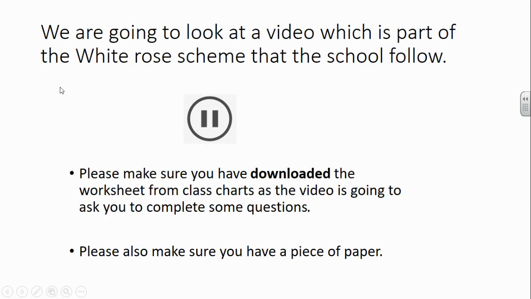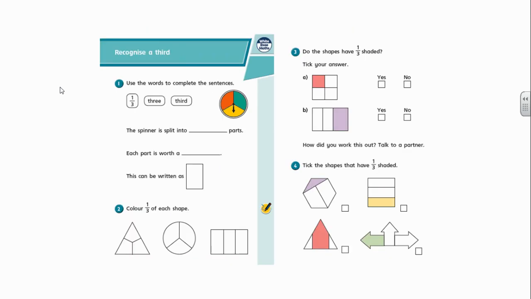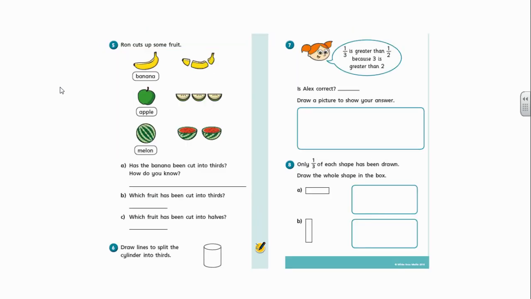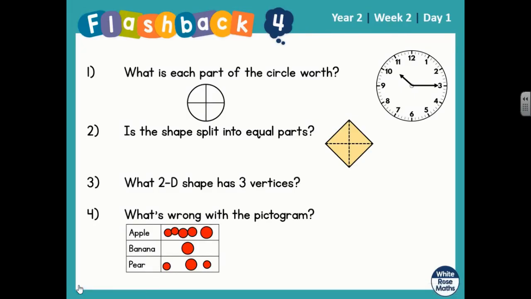We are going to look at the video which is part of the White Rose scheme that the school follow. Please pause the video and make sure you have downloaded the worksheet from class charts, as the video is going to ask you to complete some questions. Also, please make sure you have a piece of paper. This is what the worksheet looks like. Today we are going to be learning about recognizing a third.